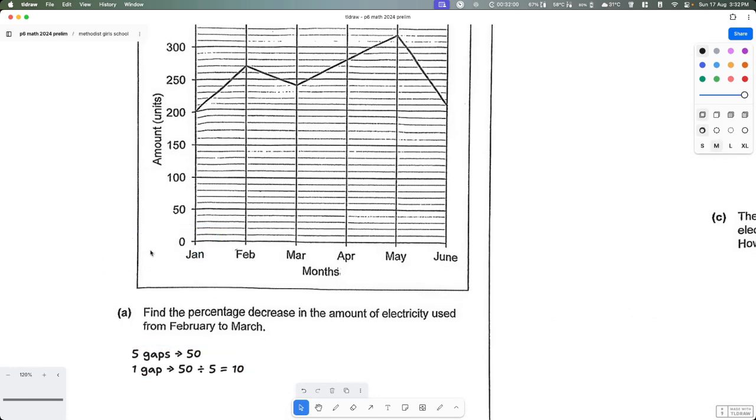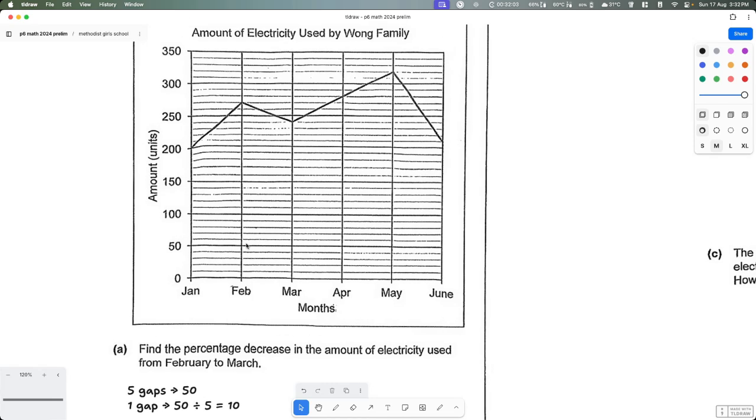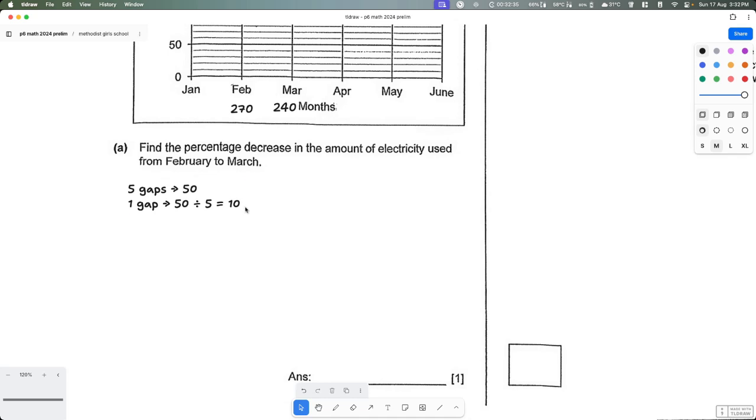I'm going to write this down here. Since one line is 10, February is 270. I'm just going to draw a line over here. And then what about March? March is over here, which is below 250. That means this is 240.